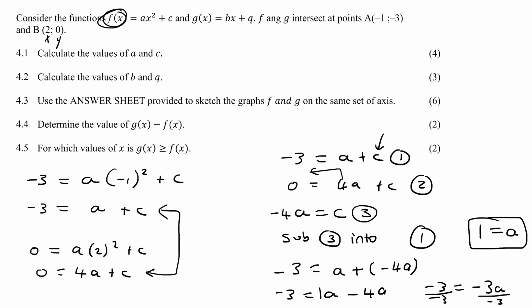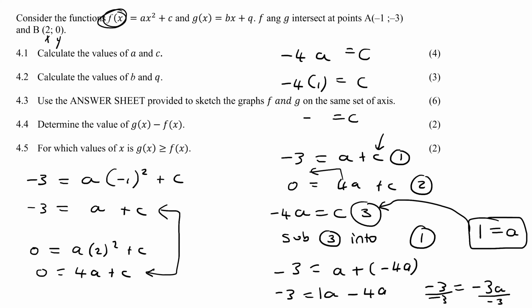Now we need c. So to find c, we come back to this equation over here, and it says that c is equal to minus 4a, but we now know that a is 1. We just calculated that. So that means c would be minus 4. So a is 1, c is minus 4.